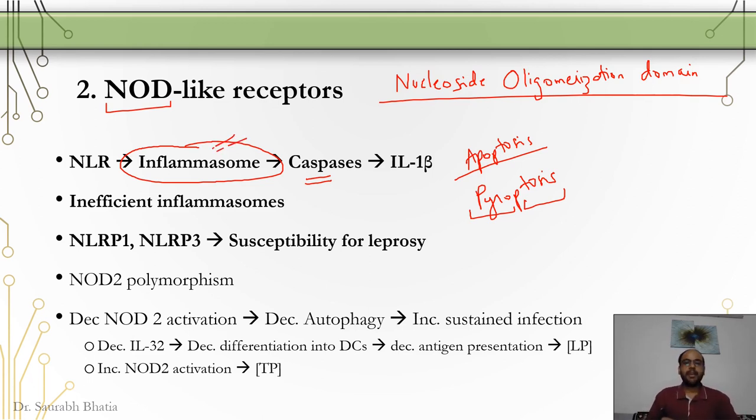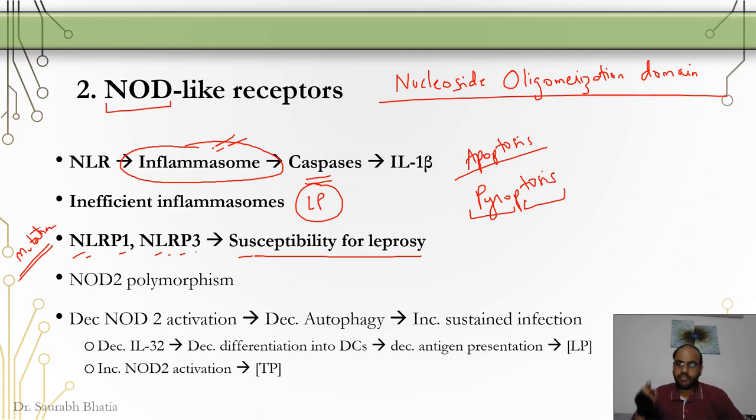Clear? Now it has been found that in lepromatous pole of leprosy, you have a lot of inflammasomes. So a lot of inflammasomes in the system, in the serum of the body, in the blood of the individual. But these are inefficient inflammasomes and they are not able to kill the cells harboring the bacilli. The NOD-like receptor protein 1, NOD-like receptor protein 3, if any mutation occurs in them, this will lead to inefficient inflammasome, increasing the chances of leprosy. Clear? So if inflammasomes are good, they'll be able to kill. If they are deficient or mutated, they are not able to kill, increased chance of leprosy.